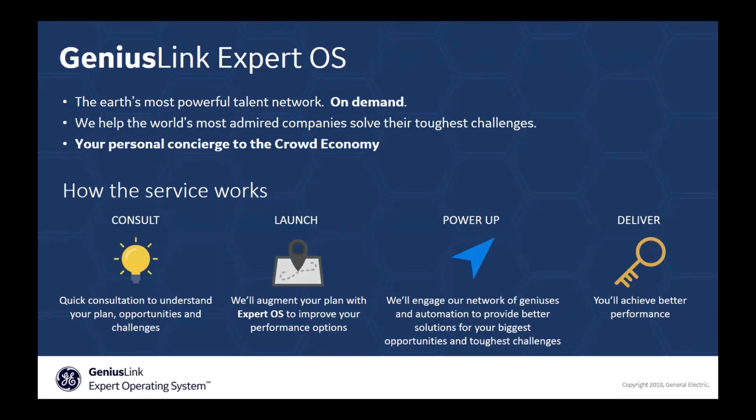We start with your plan, as you can see on the screen. We start with your plan in your context to make sure that we're augmenting rather than replicating. And then we design a game plan to really augment your plan with an expert OS, so that at the end of the day, you're walking away with better performance options and better performance. And then we connect you with the expert network, the crowd economy, so to speak. Whether you simply need an outcome or an expert, or if you need something digitized, we connect you in and we manage that through with you and for you, so that at the end of the day, you have better performance. So just think of the GeniusLink Expert OS as a way to augment your operations, augment your team, and drive greater speed, agility, and performance.